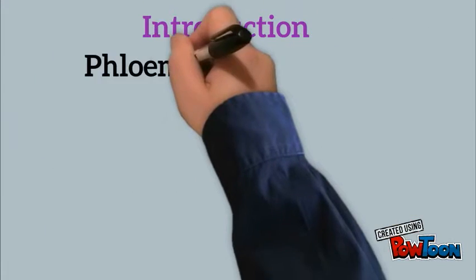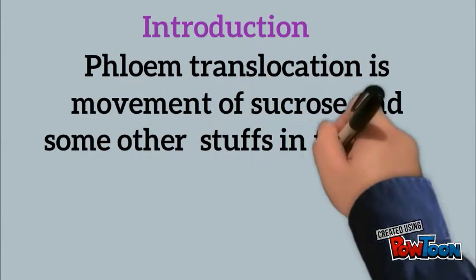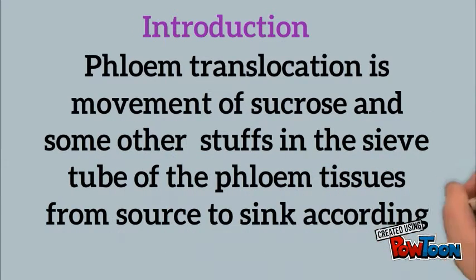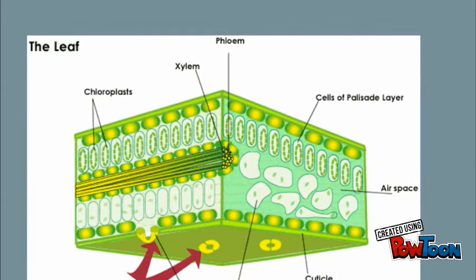Introduction. Phloem translocation is the movement of sucrose and some other substances in the sieve tubes of the phloem tissues from source to sink according to pressure potential. This is how we can see phloem tissue in the leaf. It is generally found on the outer side of both the primary and the secondary vascular tissues.